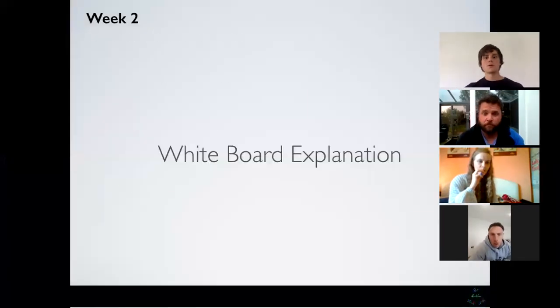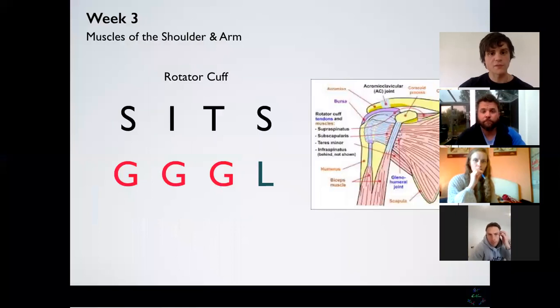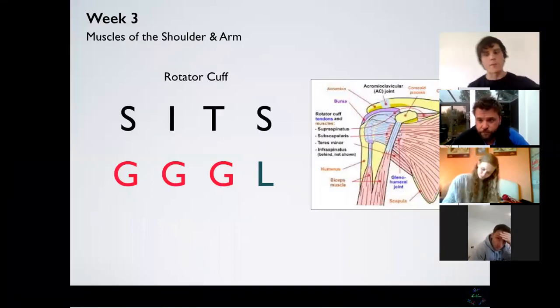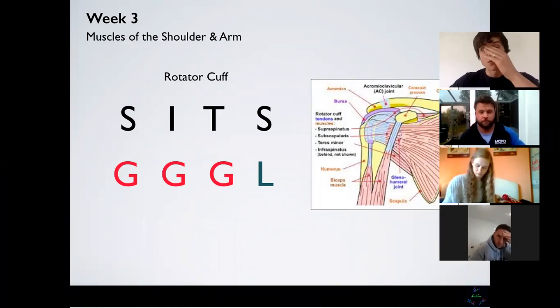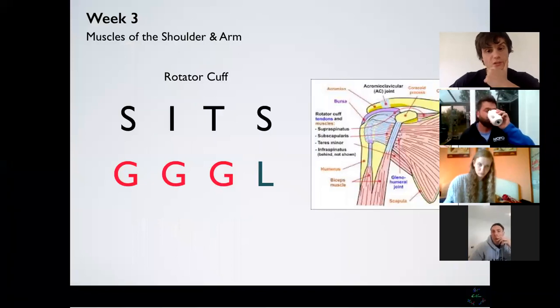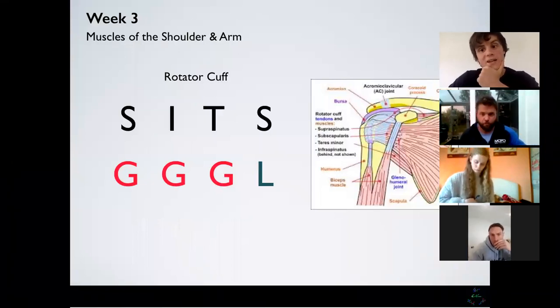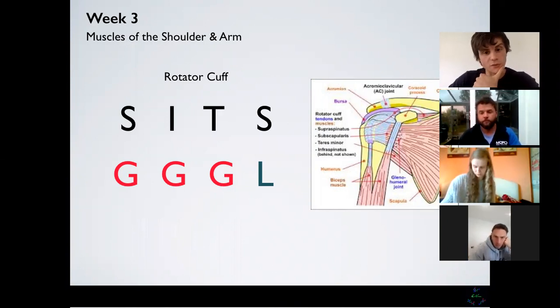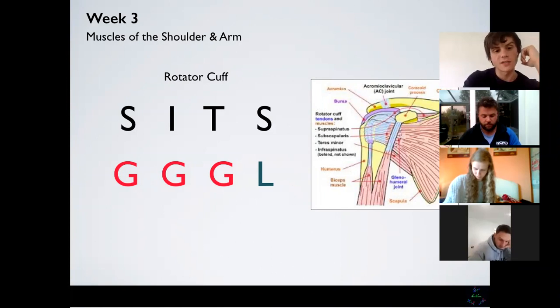Let's play. Okay, so the rotator cuff. We get all these different ways of remembering things. So remembering those rotator cuff muscles: which muscles act on the rotator cuff? First of all, what makes it a rotator cuff muscle? The answer is that it's going to insert on the head of the humerus and either the greater or lesser tubercle. And as you can clearly see there, we have GGGL, which is just greater, greater, greater, lesser.